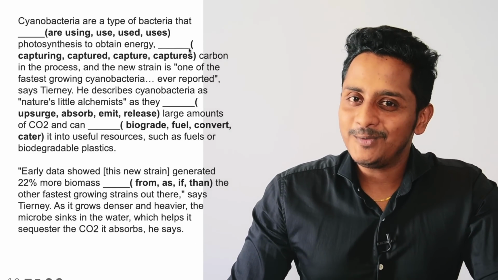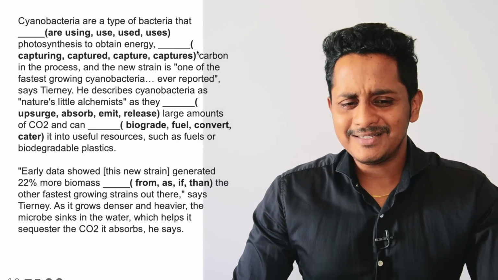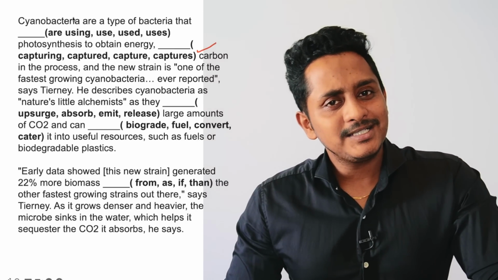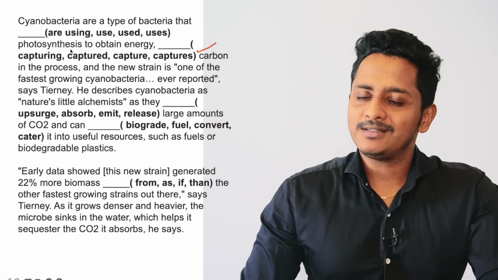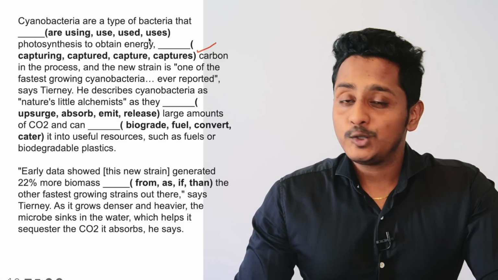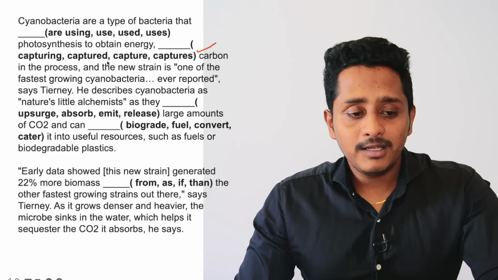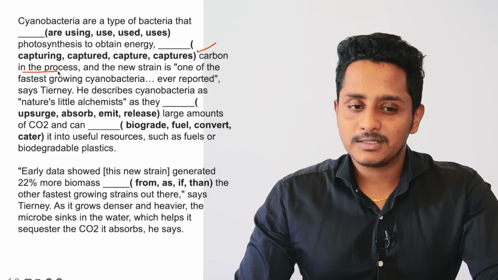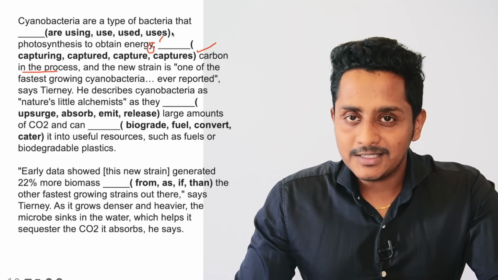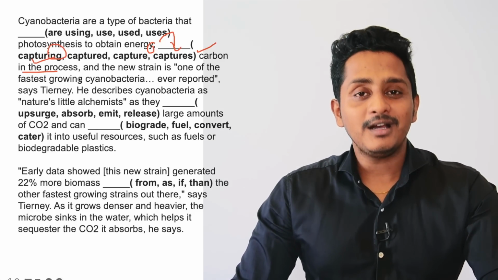Second one, pause the video, do it, and then resume the video to understand if you have done it correctly or not. I know it's a very easy one now. Cyanobacteria is a type of bacteria that use photosynthesis to obtain energy. End of a sentence. To obtain energy, proteins, vitamins, end of a sentence. But here, carbon in the process is an end of a sentence and still continuing, then use a gerund, ing. Capturing carbon in the process.